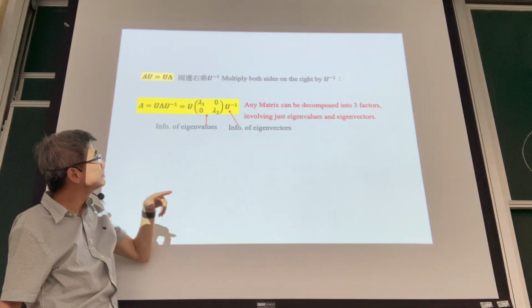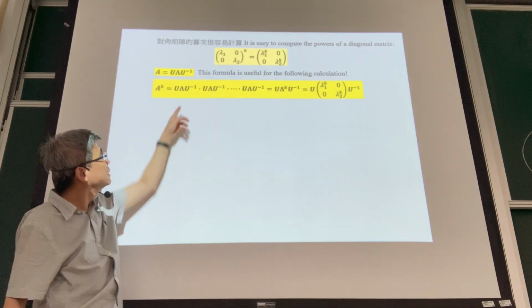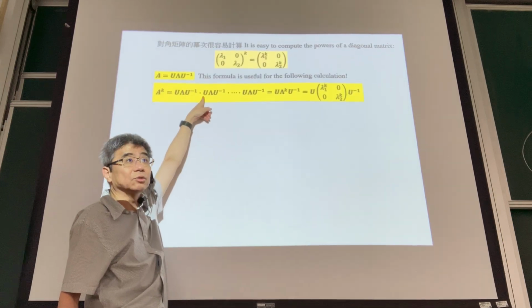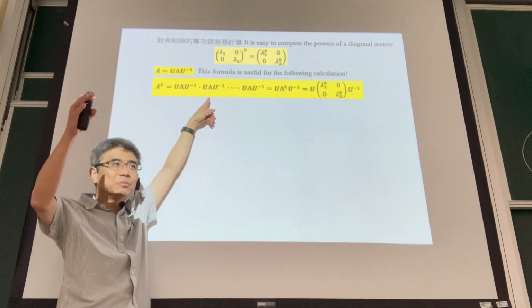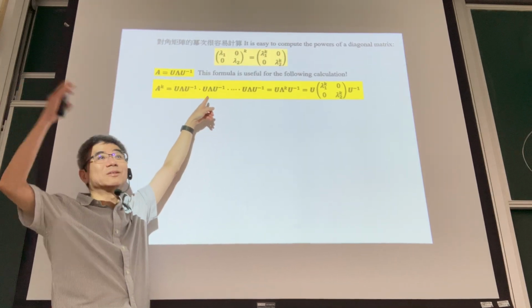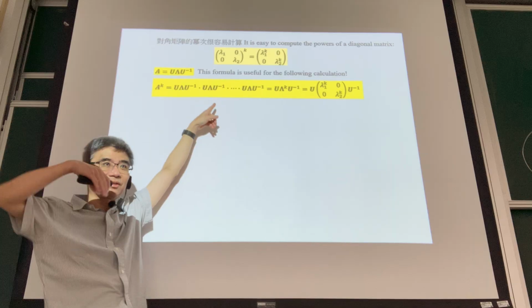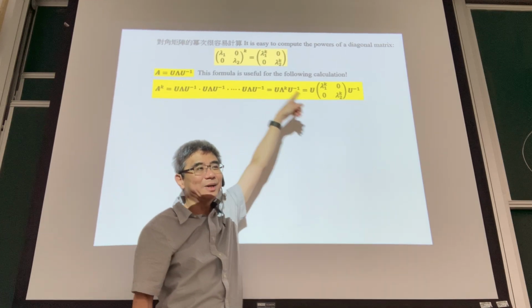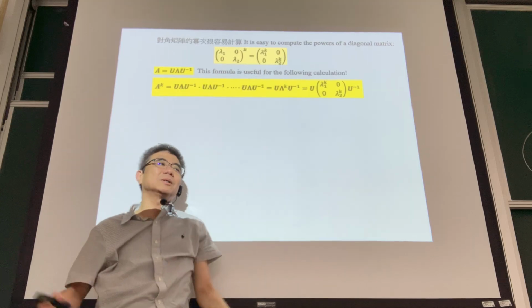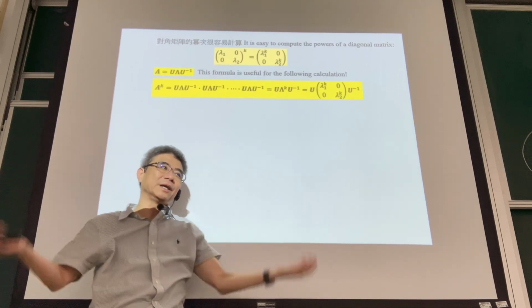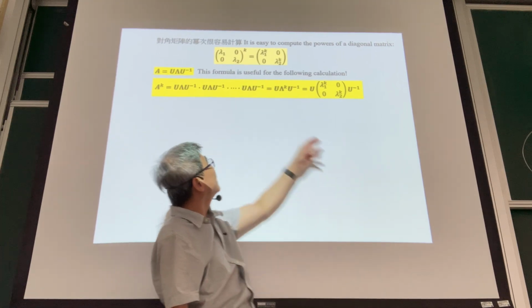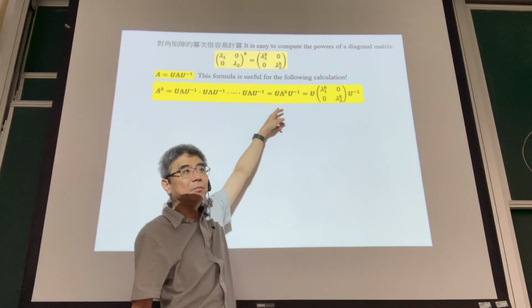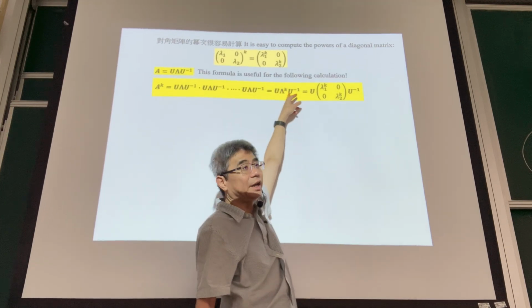Therefore, this U minus 1 cancels out this U. Not cancel, I mean U times U minus 1 equals 1. But 1 does not matter at all, so you can just get rid of it. Okay? So U minus 1 times U, U minus 1 times U, U minus 1 times U. All the U minus 1 times U becomes 1, and you can get rid of them. So eventually, only lambda will survive in the middle, so it will be lambda to the kth.